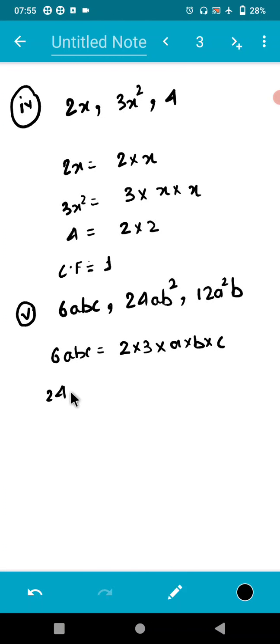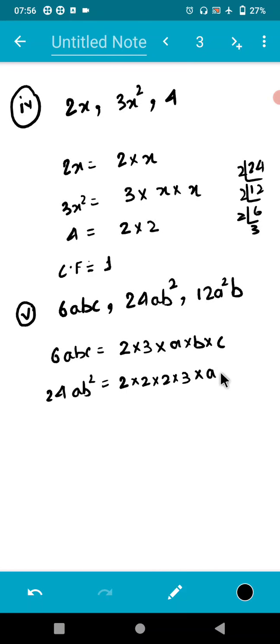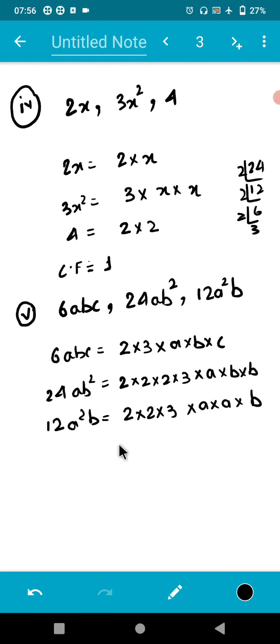Now in place of 24ab square, 24 can be written as 2 12s, 2 6s, 2 3s, isn't it? So we can write 2 into 2 into 2 into 3. Only one a is there and 2 b's are there. Now how to write 12a square b? We can write 12 as 2 into 2 into 3, isn't it? How many a's are there? 2. And how many b are there? 1.